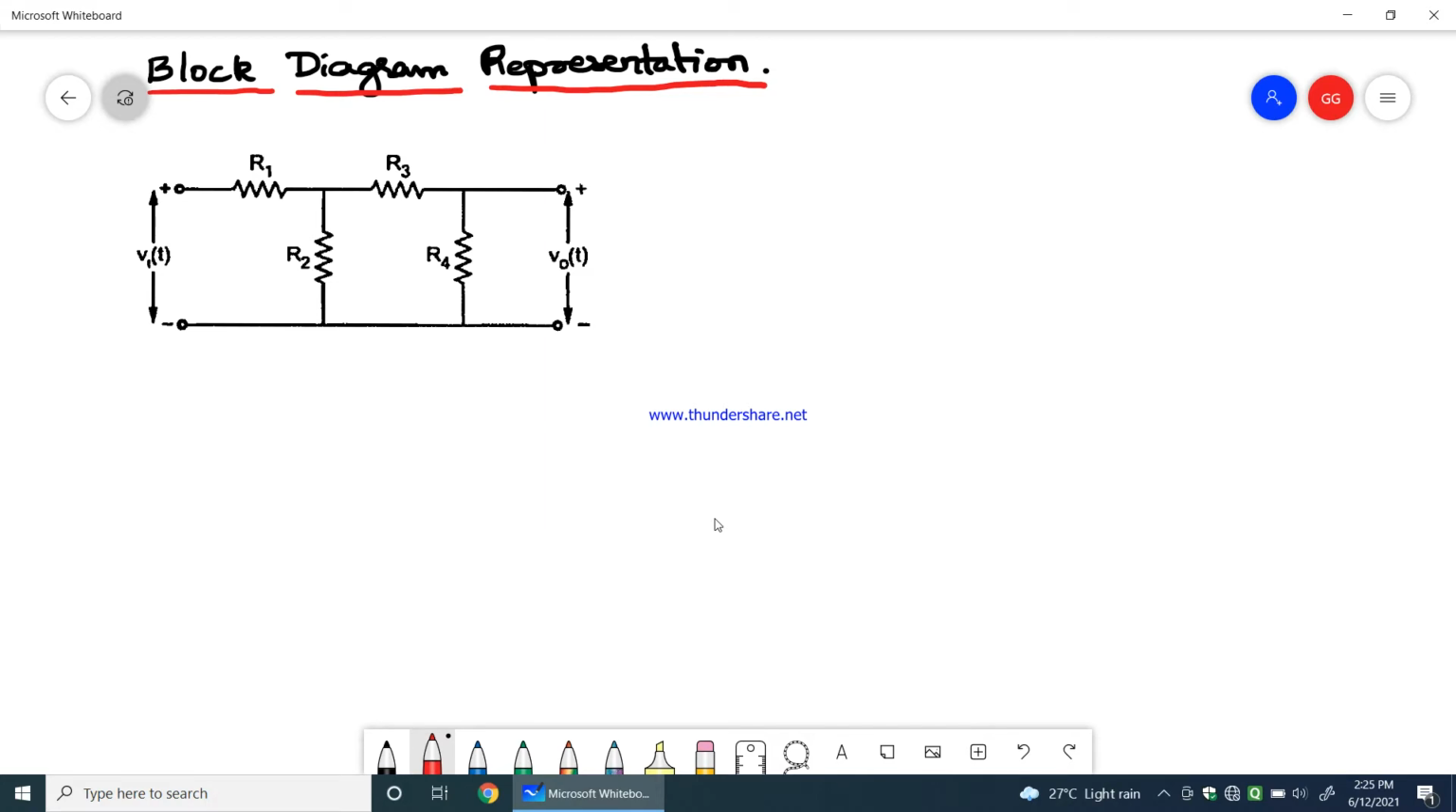I will directly start from the electrical network. I have just taken an example of an electrical network which you can see on the screen here. We are going to write the block diagram for this particular electrical network. In this video you will just see the block diagram representation of an electrical network. In the next video I will tell you the steps involved in reducing the block diagram, which we call block diagram reduction techniques.